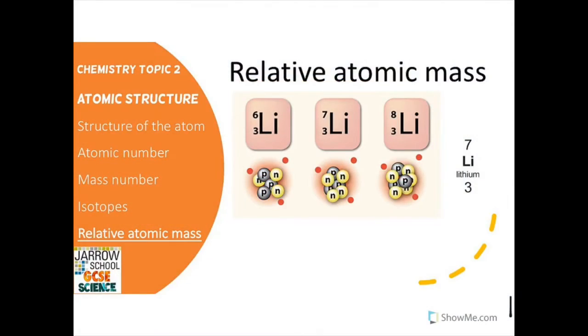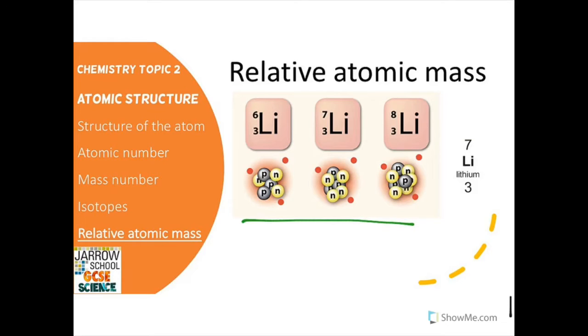This is an additional video for the students doing either the higher combined science GCSE course or the triple science course. The only extra information that you need to know is how to calculate relative atomic mass. We're going to start by looking at isotopes.